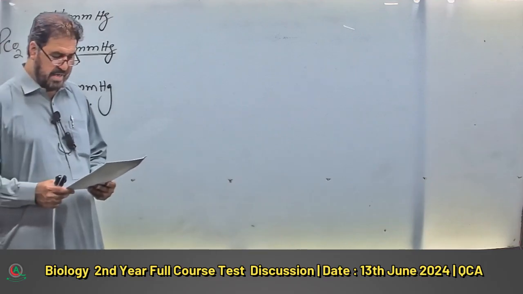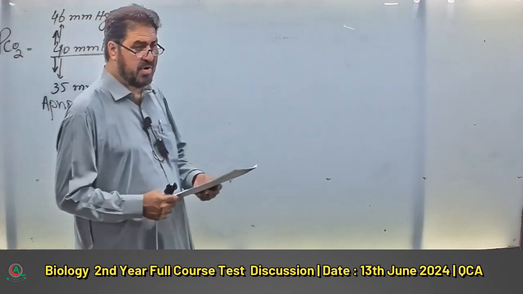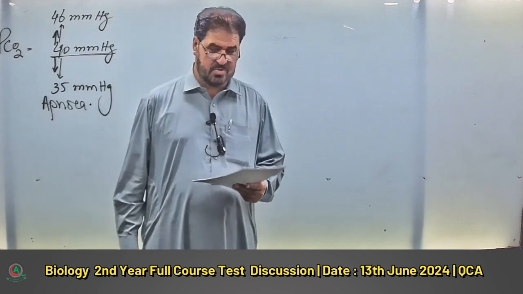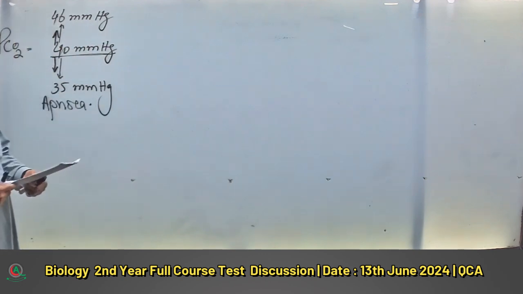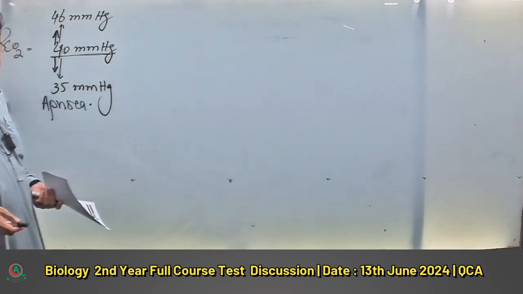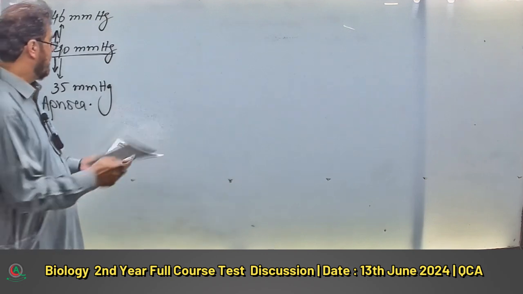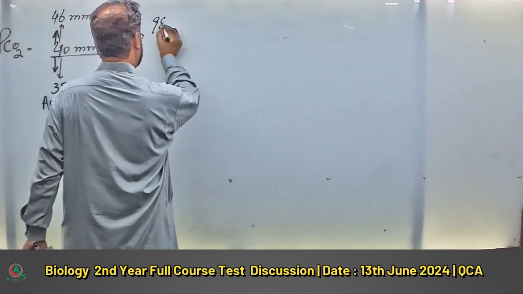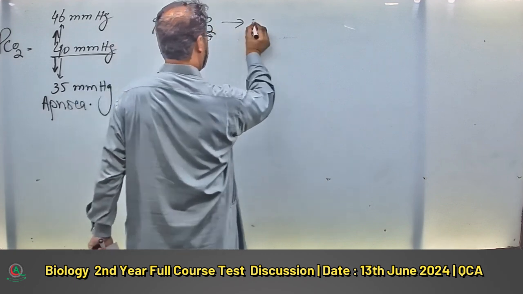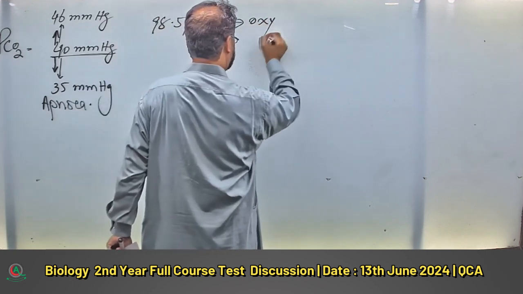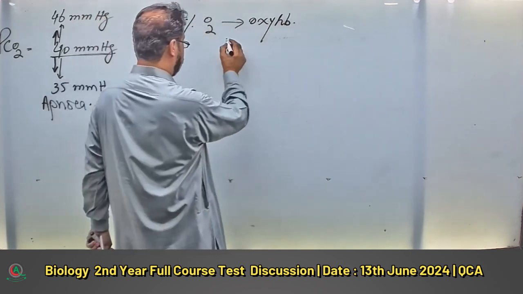The primary way oxygen is transported in the blood is in the form of oxyhemoglobin. So option C is correct. Most of the oxygen is transported, approximately 98.5%, in the form of oxyhemoglobin, which is transported by RBC.